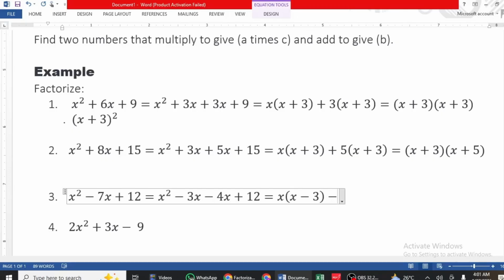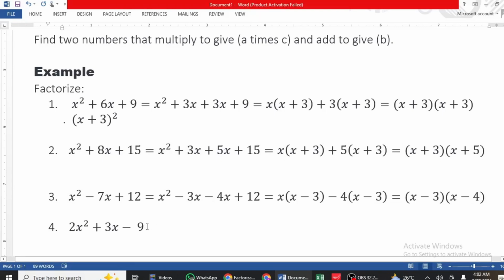Then what is common to the last two? 4. Then we are going to have inside the bracket now x minus 3. And the final answer now will be x minus 3, then x minus 4. And this is how to factorize a quadratic trinomial expression. Now let's go to the last one.